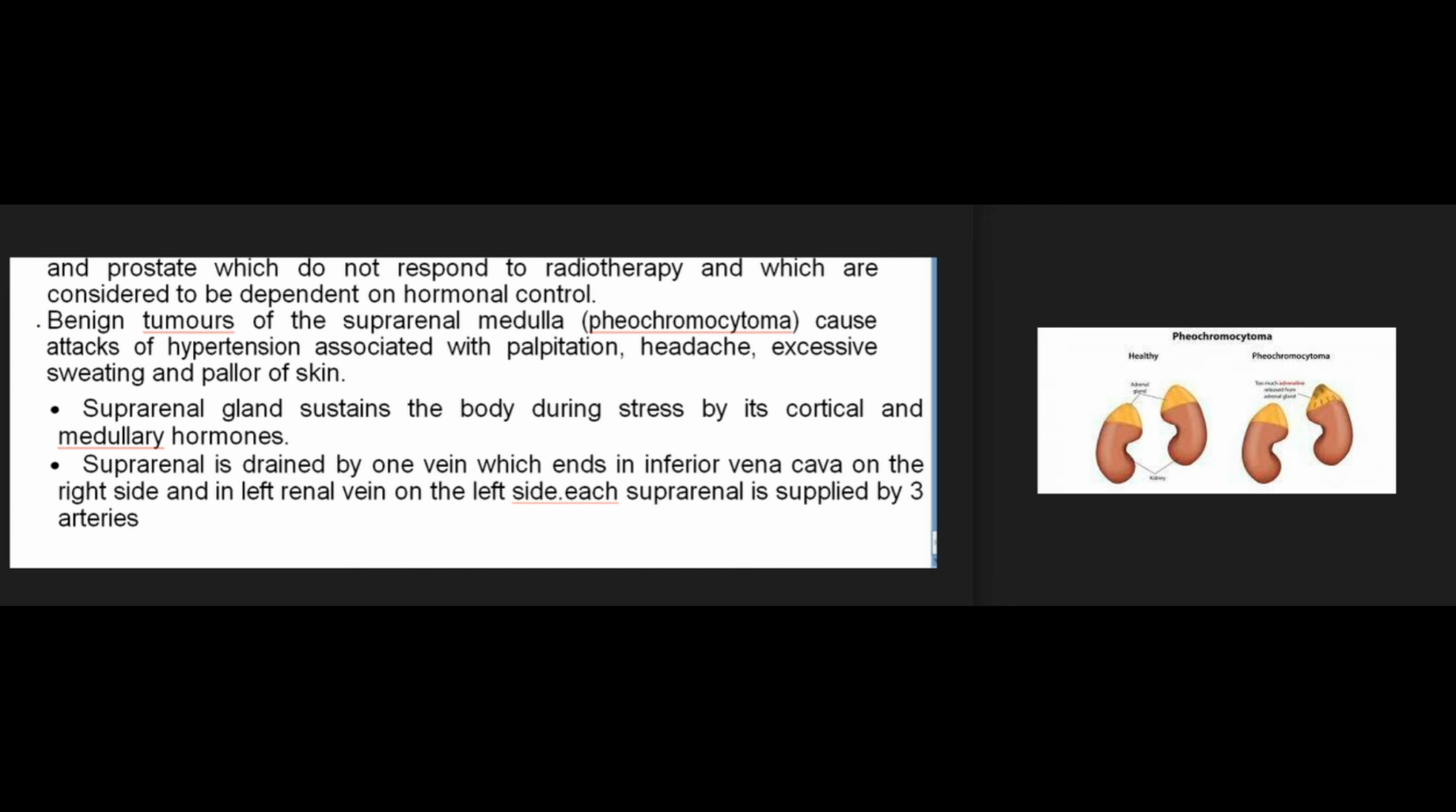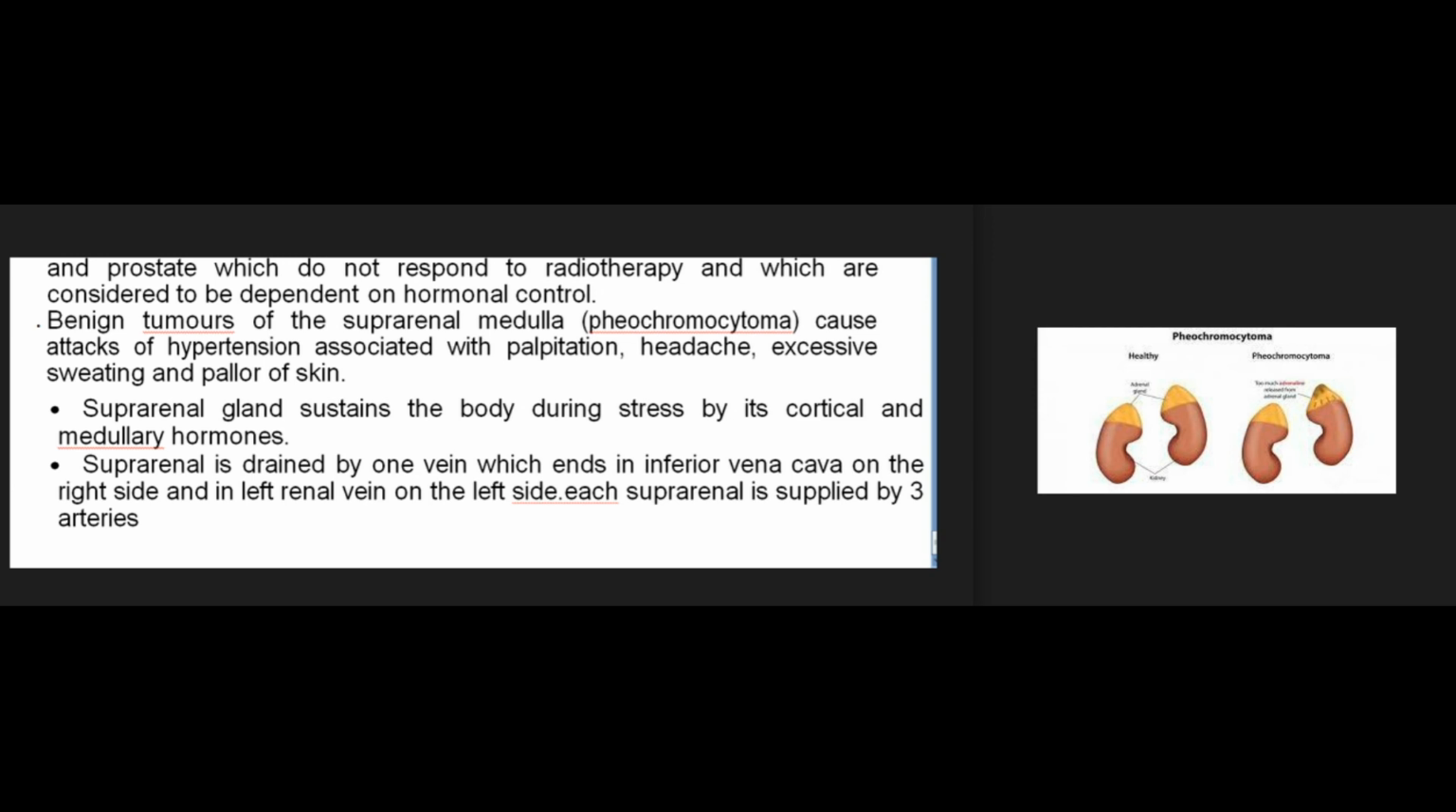Bilateral removal of adrenal glands, adrenalectomy, is done as a treatment of some advanced and inoperable cases of disseminated carcinoma of the breast and prostate which do not respond to radiotherapy and which are considered to be dependent on hormonal control. Benign tumors of the suprarenal medulla, pheochromocytoma, cause attacks of hypertension associated with palpitation, headache, excessive sweating and pallor of skin. Suprarenal gland sustains the body during stress by its cortical and medullary hormones.